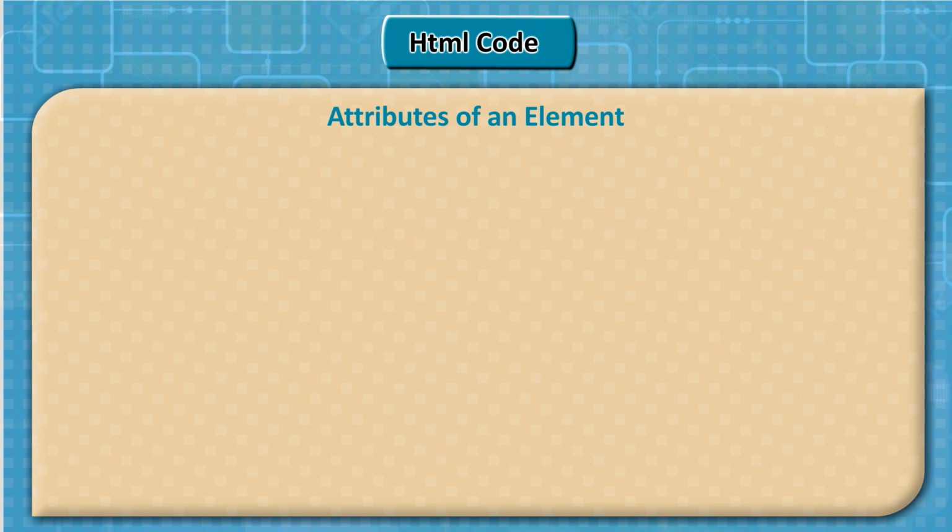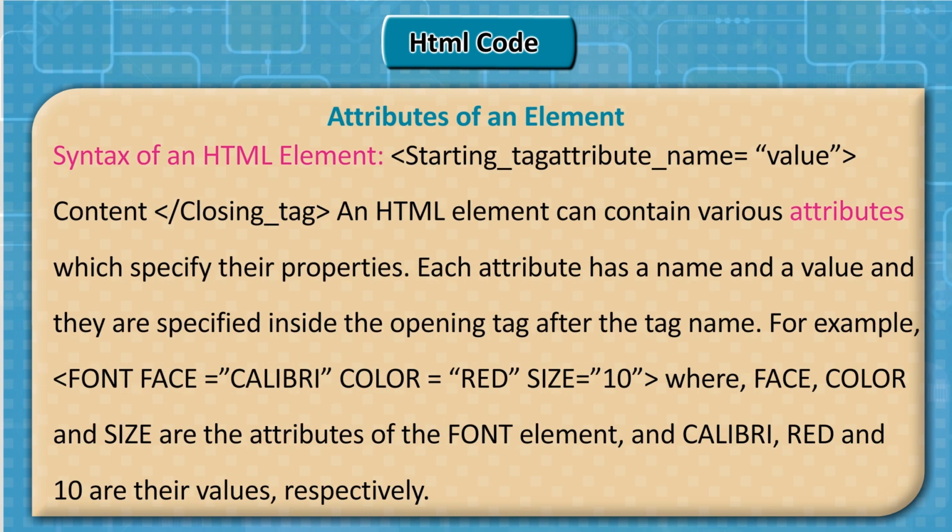Attributes of an element. Syntax of an HTML element: starting tag, attribute name, value, content, closing tag. An HTML element can contain various attributes which specify their properties. Each attribute has a name and a value and they are specified inside the opening tag after the tag name. For example, font face equals Calibri, color equals red, size equals 10. Face, color and size are the attributes of the font element, and Calibri, red and 10 are their values, respectively.